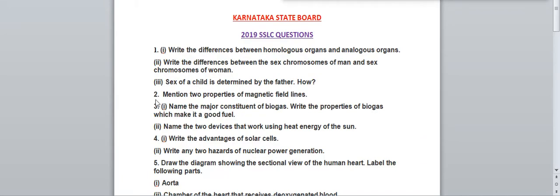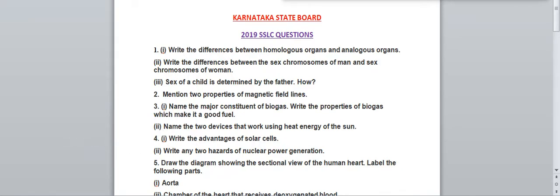Now the next question we have is, mention two properties of magnetic field lines. This question is from your Magnetic Effect of Electric Current. So any two properties you can write. The first property you can write is that magnetic field lines emerge from the North Pole and merge at the South Pole. And the second point you can write is that two magnetic field lines cannot intersect or cross each other. Like this you can write any two points which is convenient for you.